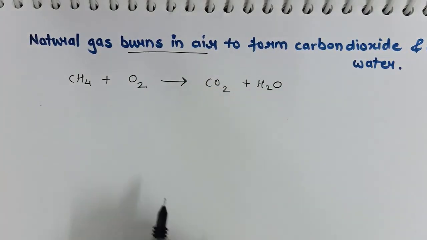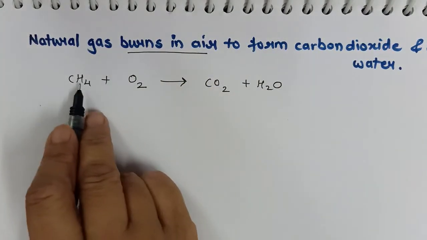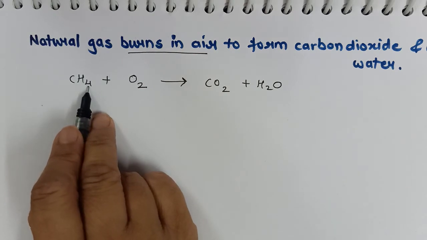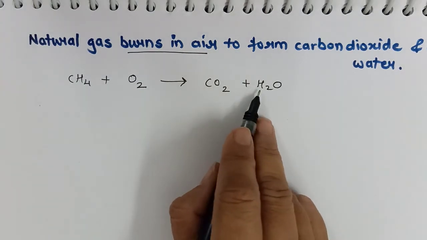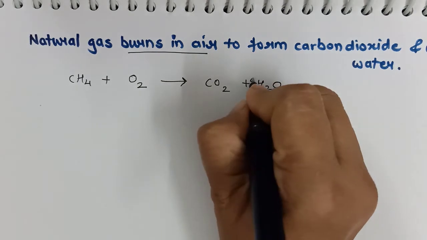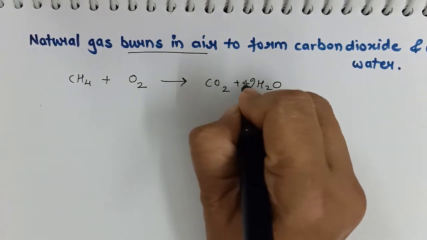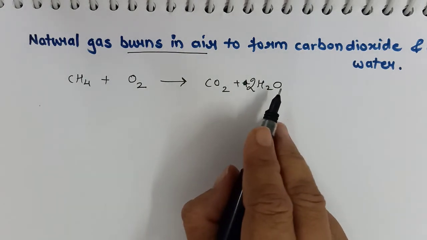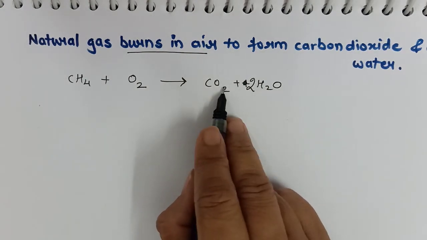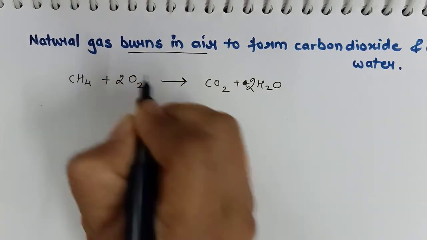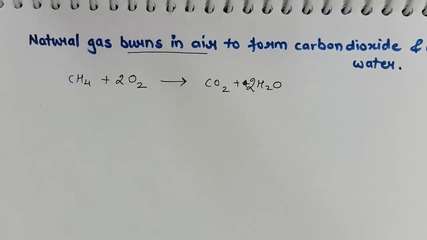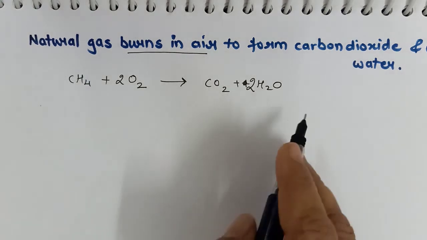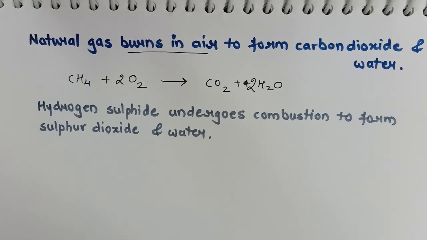Remember, whenever we say burns in air, that means it is the reaction with oxygen to give carbon dioxide and water. So as I can see clearly here, hydrogen, there are 4 atoms on the reactant side, but on the product side only 2. Therefore I will multiply it by 2 here. So hydrogen has been balanced, but oxygen, now it has become 4. And therefore, to equalize, I will multiply oxygen by 2. And therefore, we get the final answer as CH4 plus 2O2 gives CO2 plus 2H2O.